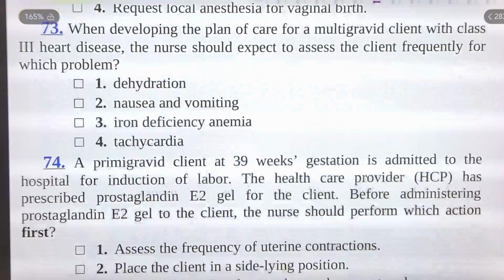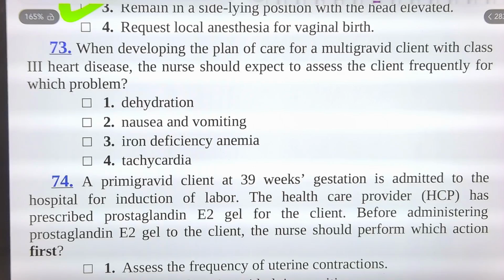So this will be the good option. Now let's read the next one. When developing the plan of care for a multigravid client with class 3 heart disease, the nurse should expect to assess the client frequently for which problem? So what can be the right answer? So tachycardia will be the right one.